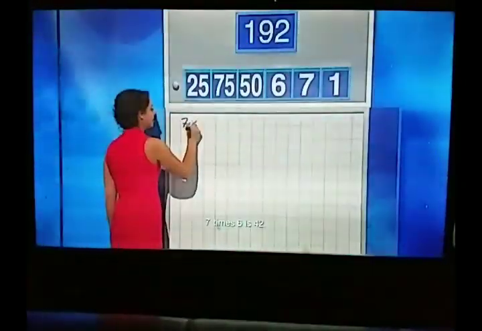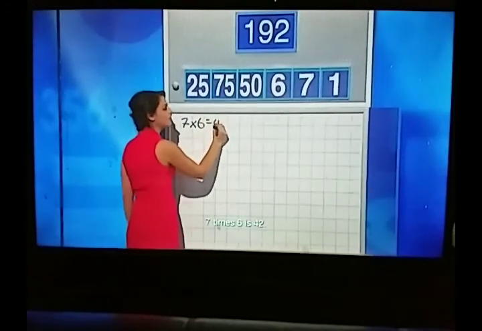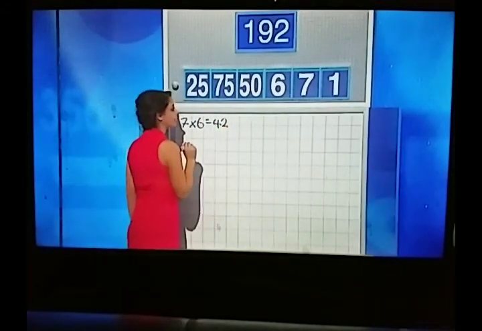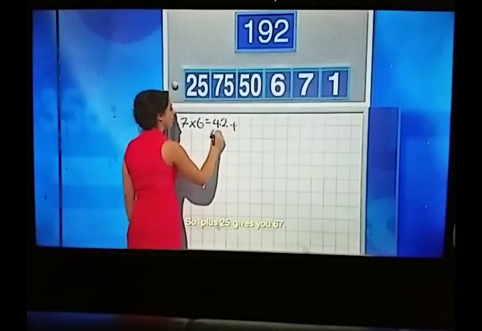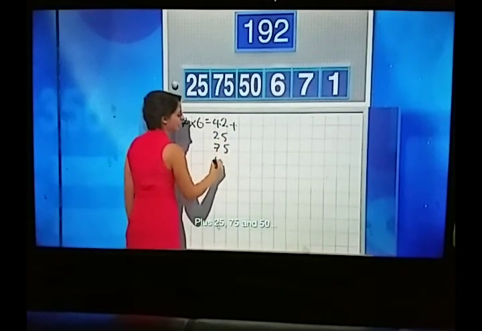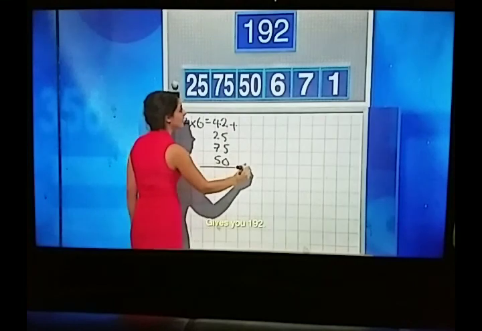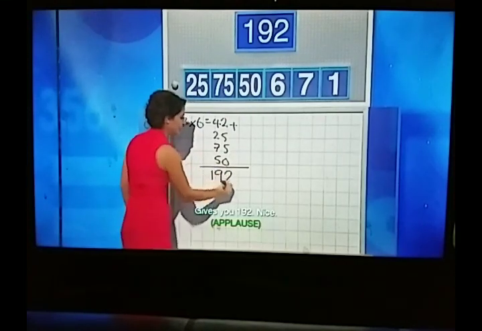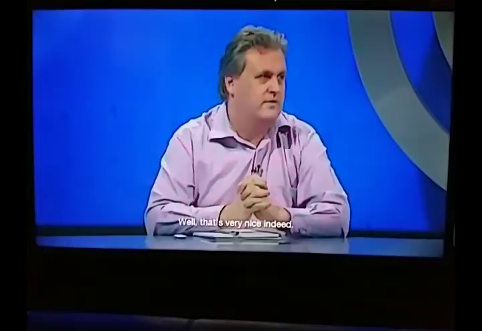Liam? 7 times 6 is 42. Then add the 3 big numbers, so plus 25 gives you 67. Plus 75 and 50 gives you 192. Well, that's very nice indeed.